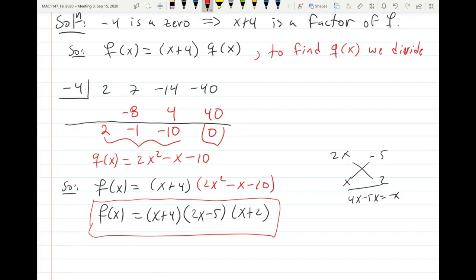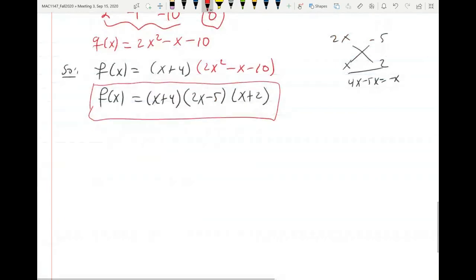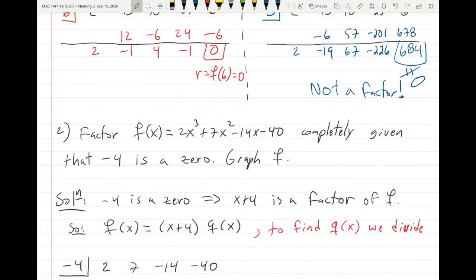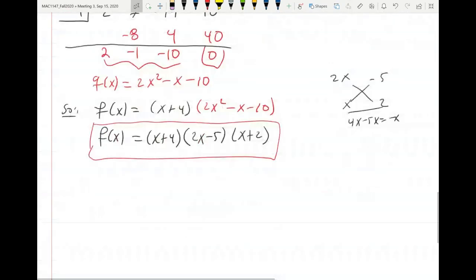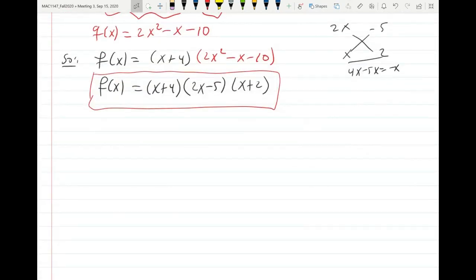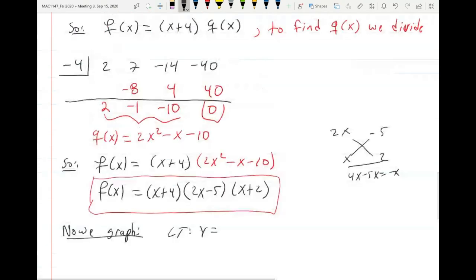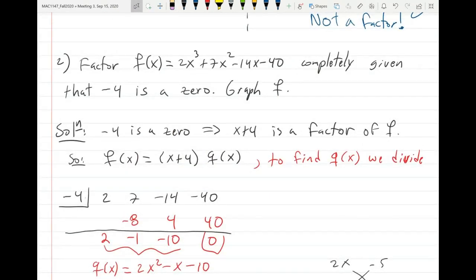Any questions on how we factor this polynomial? Okay, good. And now that we have the factors, let's finish it, because the whole point is that we're doing this so that we can graph it, right? So let's try to sketch the graph of this. So remember, what do we need? We need to know the leading term. So now we graph. What's the leading term? Let's look at the original, it is 2x cubed.